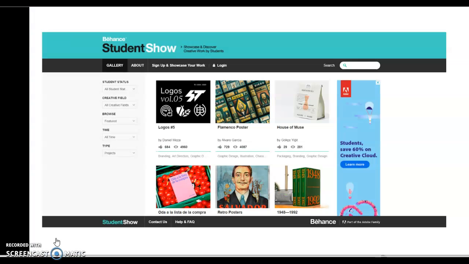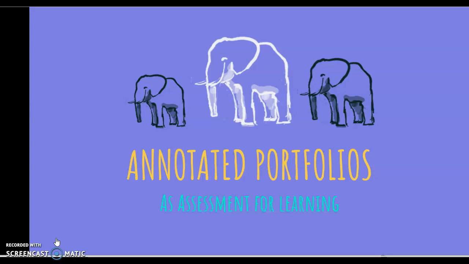What you have on your screen is an example of student work on the website behance.net. But the kind of work shown here is normally a summative assessment when students have completed years of study. The annotated portfolio, on the other hand, is a powerful tool for assessment for learning.